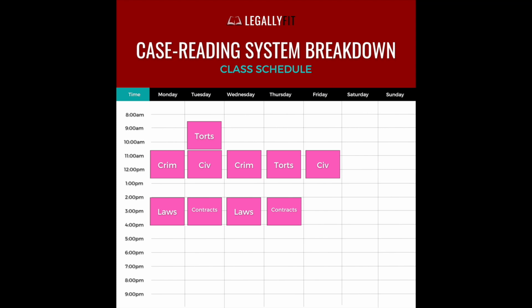CRIM stands for Criminal Law, Torts, CIV stands for Civil Procedure, Contracts, LAWS is short for Legal Analysis and Writing. So if you have a legal writing course, that's what would go there. And those are your 5 classes. All right, so we see we have a very busy Tuesday. We've got 3 classes on Tuesday, starting the earliest somewhere around 8:30. We have a pretty light Friday, right? So here's a mock schedule.